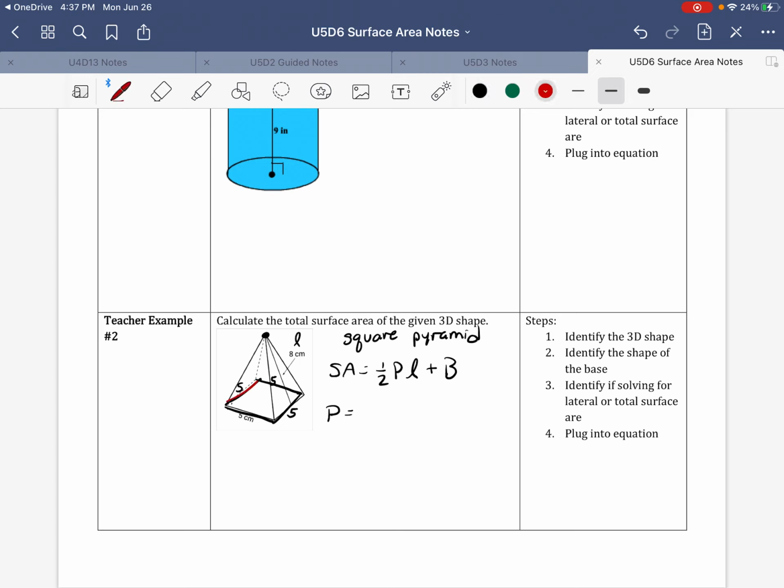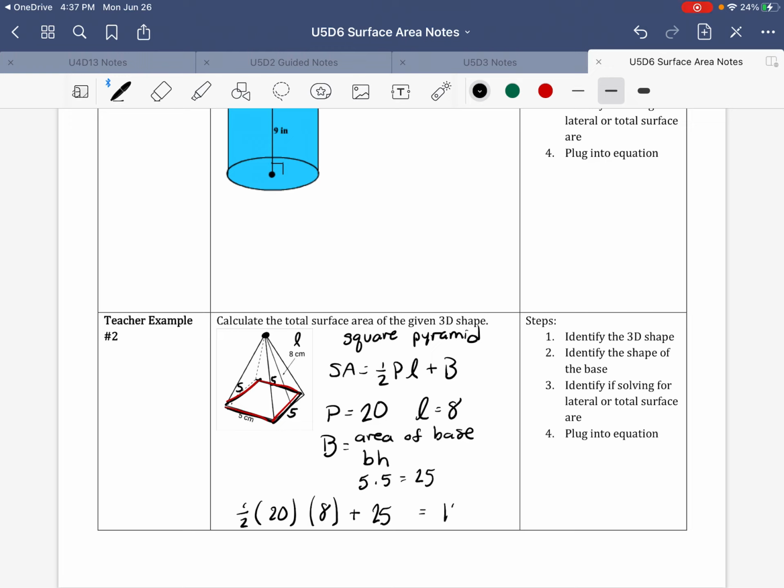So in order to find the perimeter, I'm going to add up 5 plus 5 plus 5 plus 5, which gives me 20. My slant height is 8, and for B, I need to find the area of the base. The base is a square, so I'm just going to do base times height, which in this case is 5 times 5, or 25. So now again, I have all of the values that I'm looking for. 1/2 times 20 times 8 plus 25. When I put that through the calculator, I end up with 105 centimeters squared.